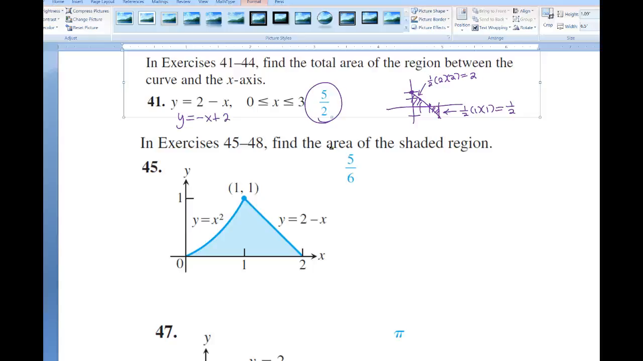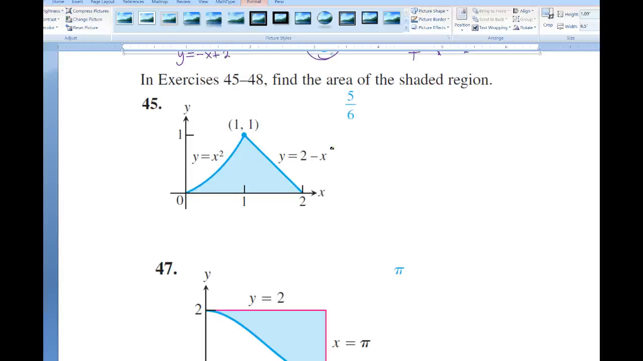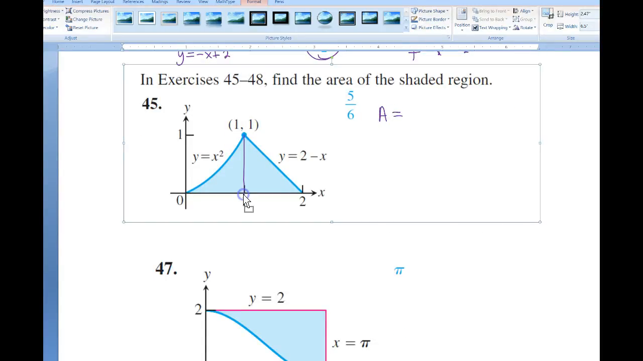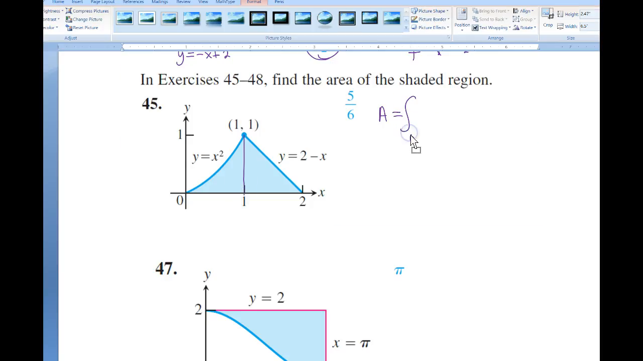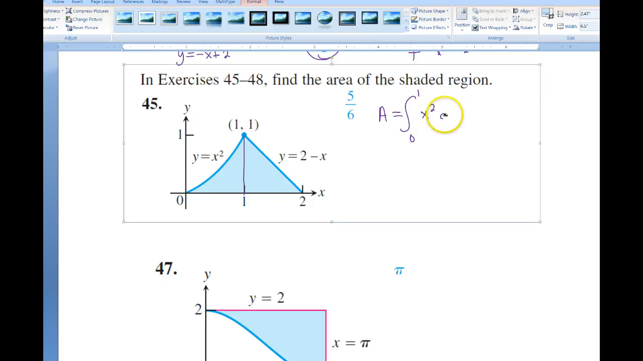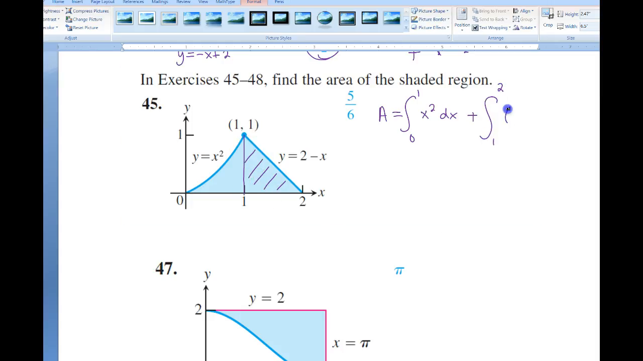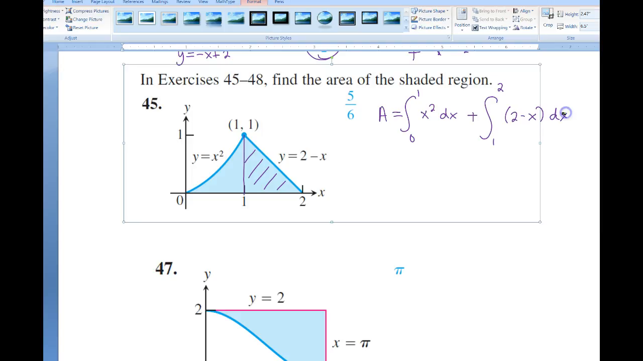Okay. Find the area of the shaded region. So this area, we're going to break up into two parts. One part's going to go from 0 to 1 of x squared. But then here, this is the integral from 1 to 2 of 2 minus x dx. See, do you see how one curve is bounded on top on one? You have to divide it up into two separate parts, because one is going to be the integral of x squared, and the other one's going to be the integral of 2 minus x.